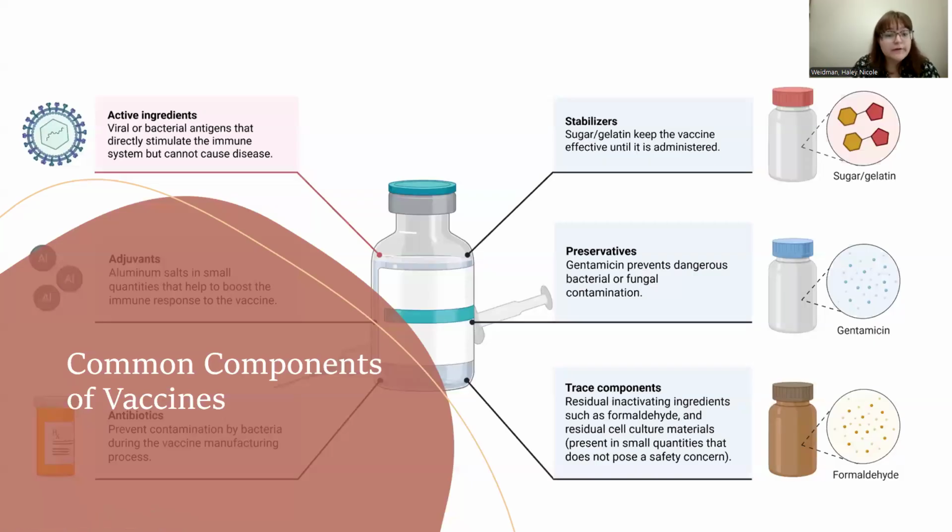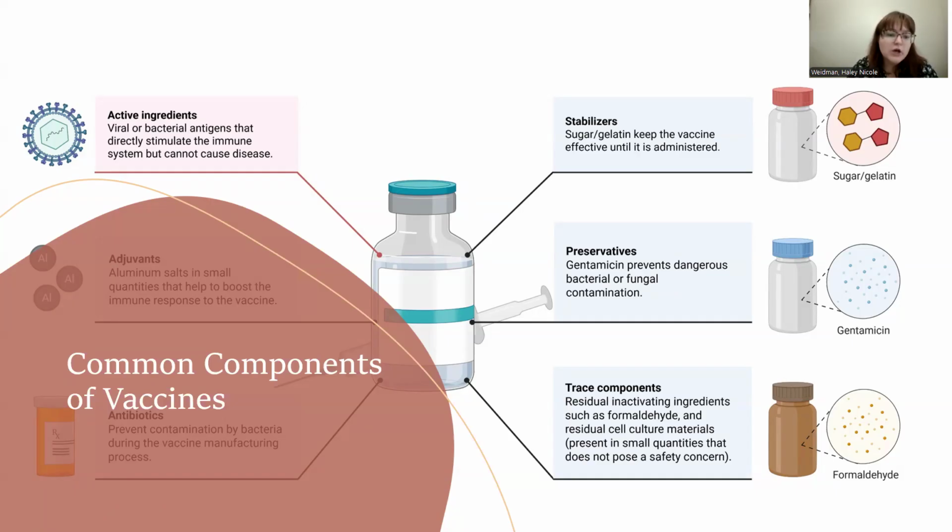So firstly, we are going to be discussing the common components of vaccines, with the first being active ingredients. These are your viral or bacterial antigens that directly stimulate the immune system but cannot cause disease. Adjuvants are typically also included in vaccines and are often aluminum salts in small quantities that help to boost the immune response to the vaccine.